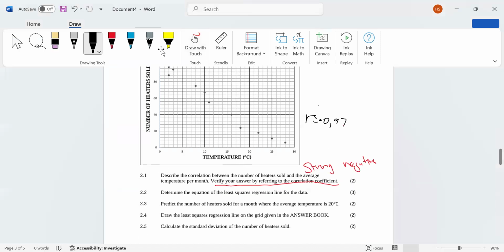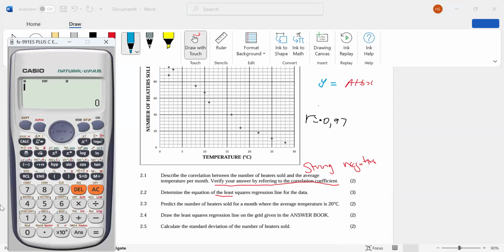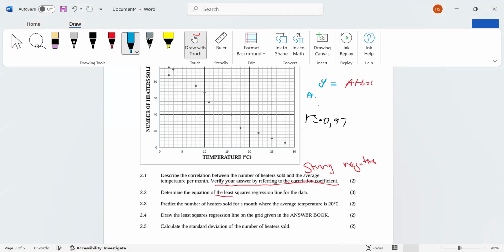So the next question says: determine the equation of the least squares regression line for the data. So y is equal to A plus BX. It's A plus BX, like this. We use the calculator to find it. So we go to shift, option one, regression, which is number five, then A, which is number one. So our A is 104,79.